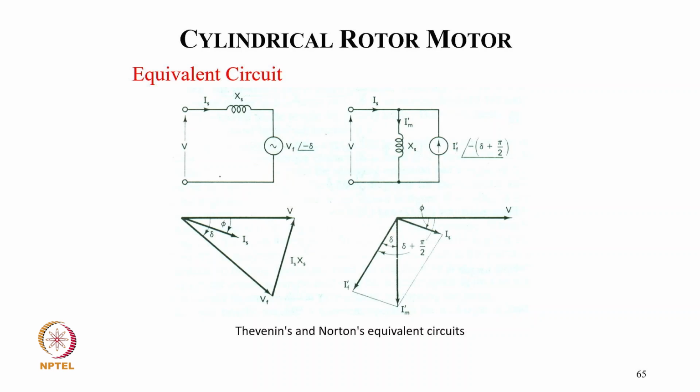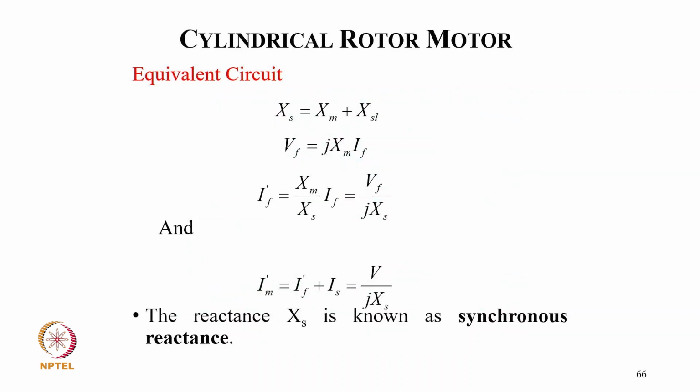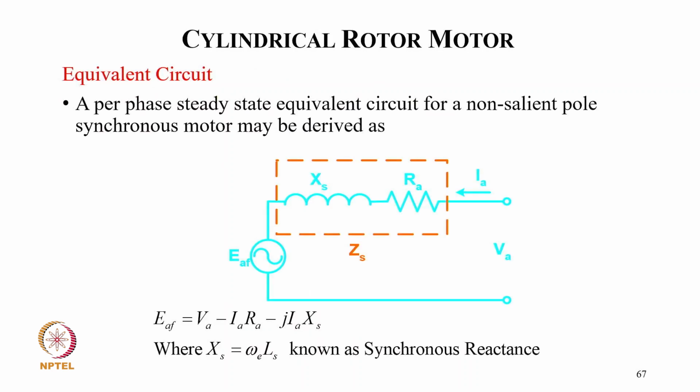And this is typically the circuit, with a reactance and, with the approximation, the excitation voltage, and then the equivalent of the magnetizing and excitation. The phasor diagram corresponds to the Thevenin and Norton equivalent circuits of the same. So in the equivalent circuit XS equals XM plus XL and VF equals jXM IF. So IF dash equals XM upon XS times IF, equal to VF upon jXS, and IF dash equals IF dash plus IS times V upon jXS. The XS is known as the synchronous reactance.